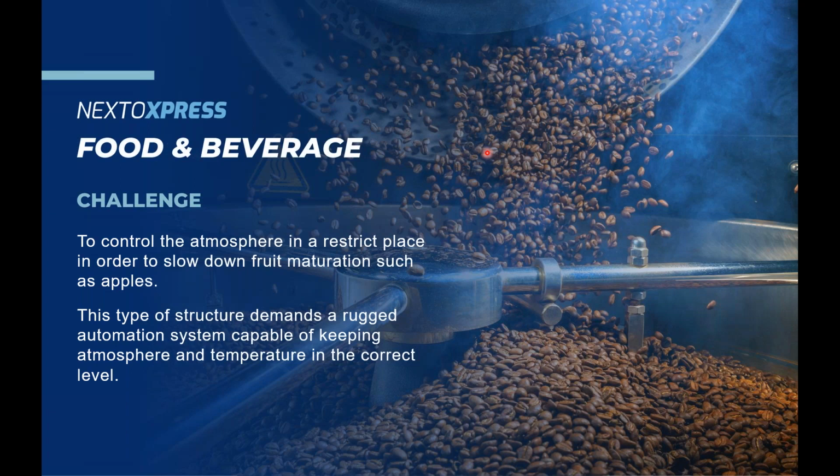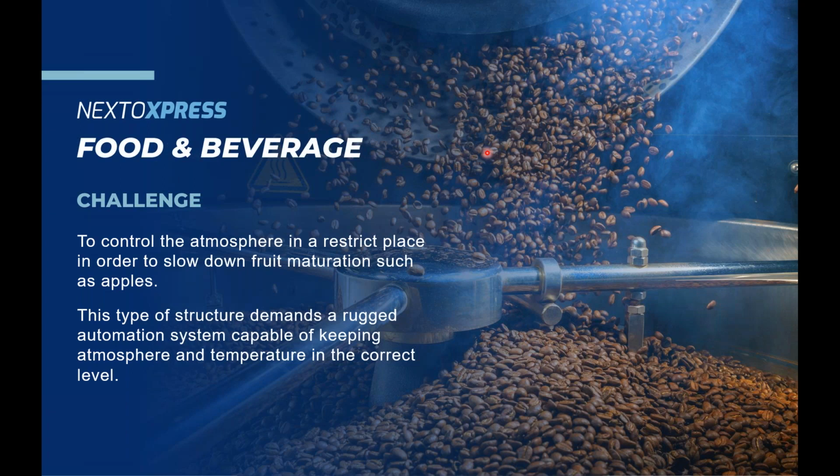What was the challenge? To control the atmosphere in a restricted place in order to slow down fruit maturation, such as apple. This type of structure demands a rigid automation system capable of keeping atmosphere and temperature at the correct level. So basically, they were trying to control how the maturation of the fruit proceeds.